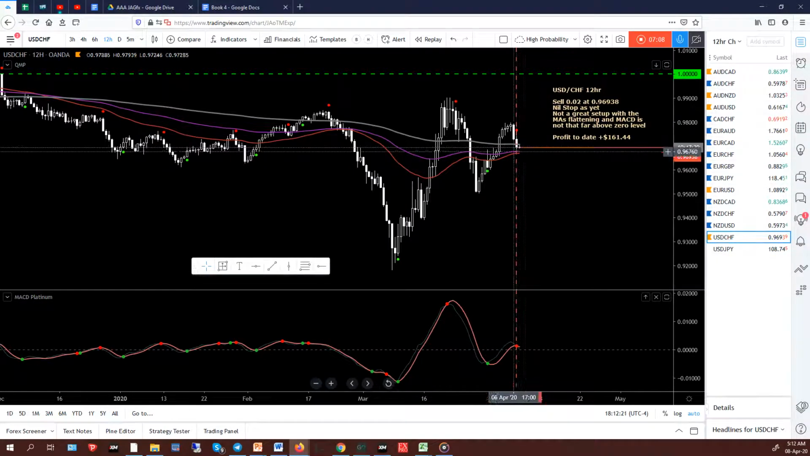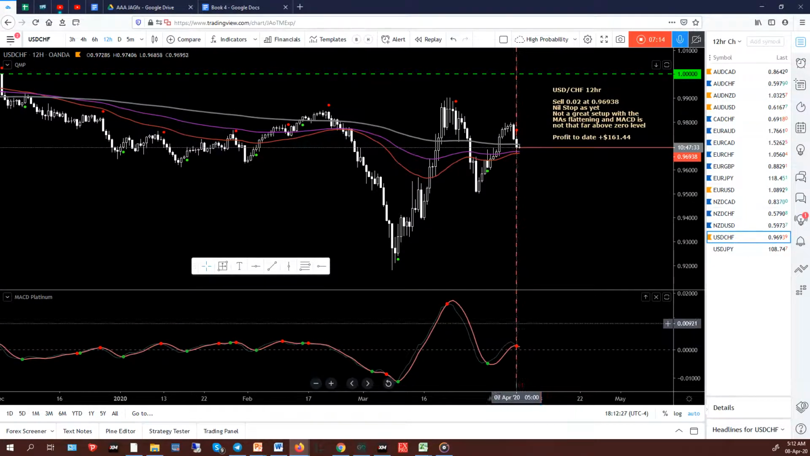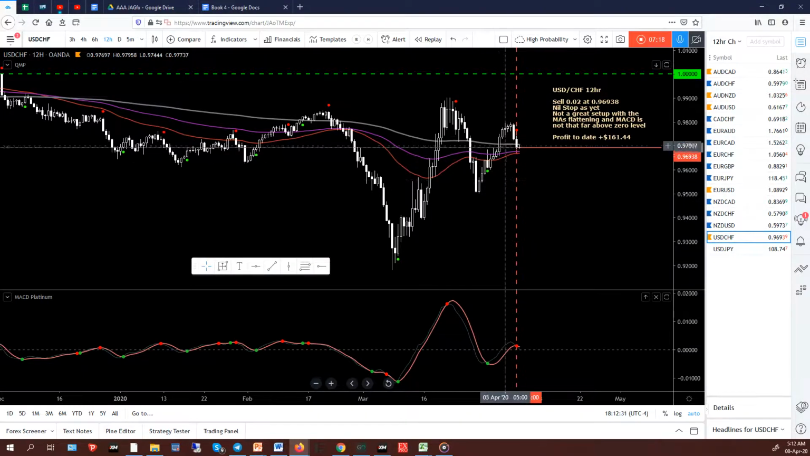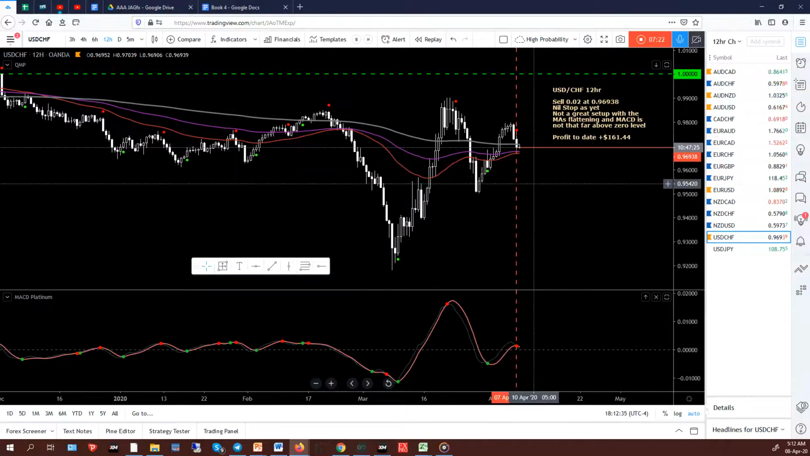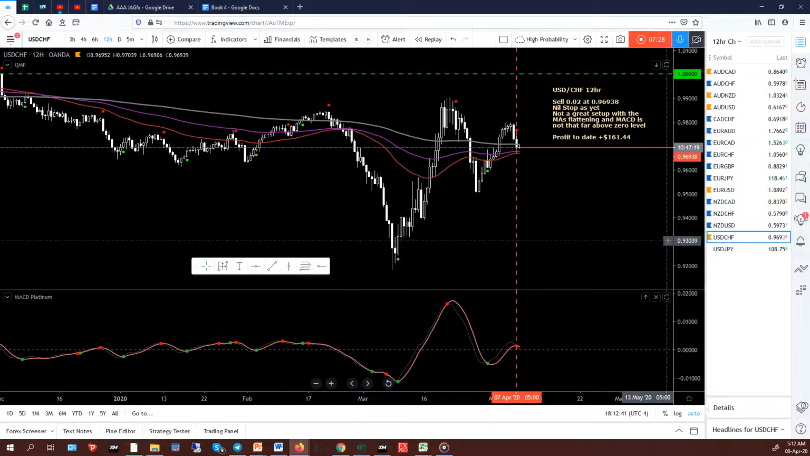It's a sell here. It's not a great setup. You can see my notes. The MACD platinum's not that far above the zero level. There's no real divergence in that, but I'm going to take it. Price has sort of popped up and it's just below the 240. Looking for it to push down a little bit anyway. See how we go. So that's it on the 12-hour charts.